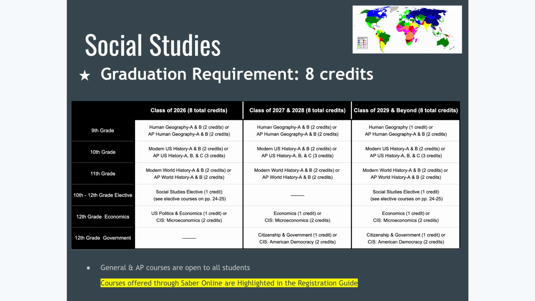Starting with the class of 2027 and 2028, there is a requirement of economics and citizenship and government that will be added. And then you'll see that that is also the case in class of 2029 and beyond. The change there, though, is that human geography will become just 1 credit, 1 quarter, instead of the 2 credits, 2 quarters. So just a little bit of variance coming up over the next few years for those requirements.